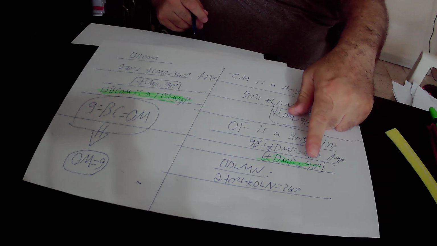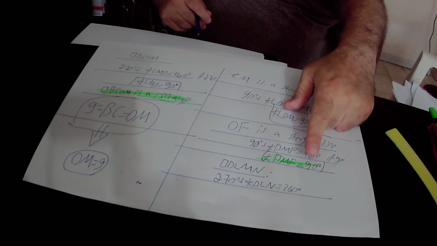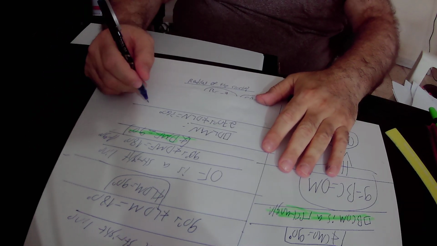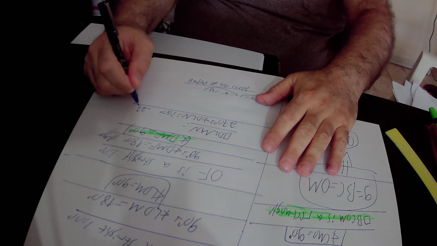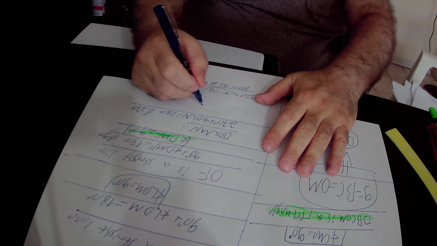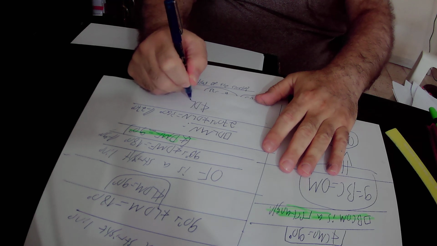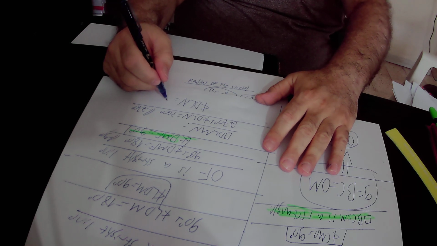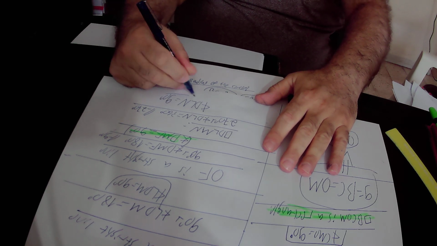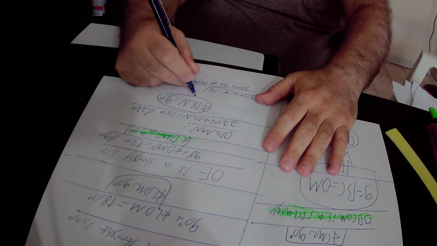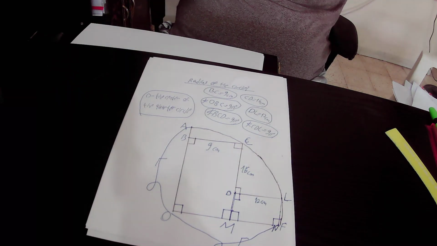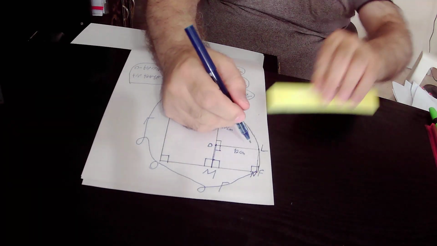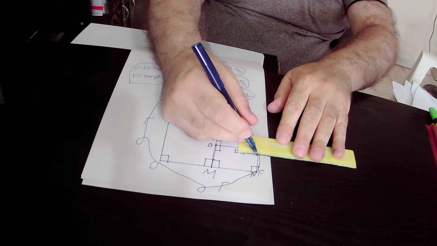So here we subtract 270 degrees from this equation, and we get that the missing angle DLN is equal to 360 degrees minus 270 degrees, it is equal to 90 degrees. So the fourth angle is a right angle. It is equal to 90 degrees.